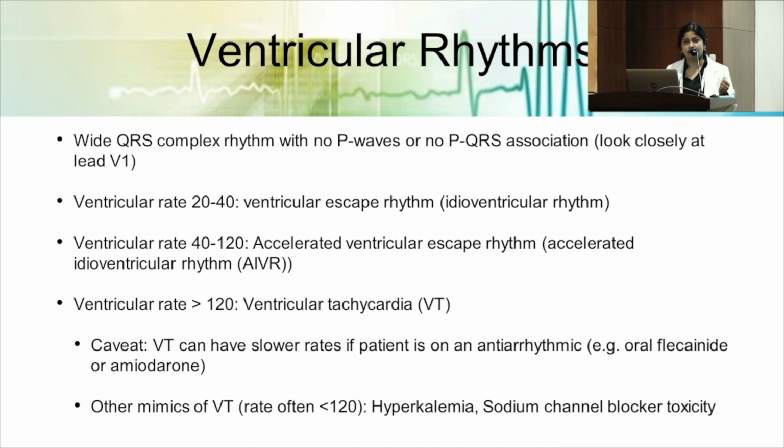Many times you will see ventricular beats are there, but the rate is less. That is ventricular escape rhythm. Rate of 40 to 120: accelerated idioventricular rhythm or accelerated ventricular escape rhythm. Rate of more than 120: ventricular tachycardia.